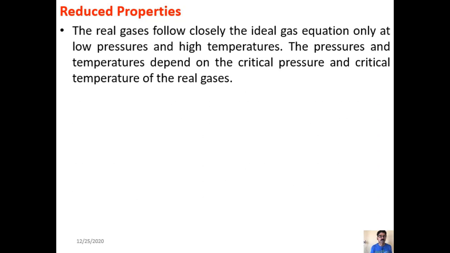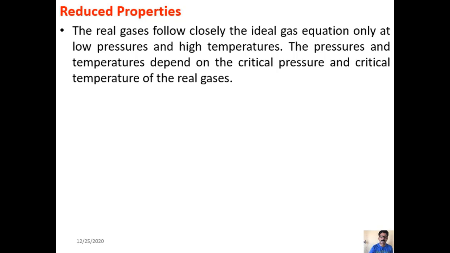Now let us study the reduced properties. The real gases follow closely the ideal gas equation only at low pressure and high temperature. But when I say low pressure and high temperature, what is the basis for that? Here the pressure and temperatures are with respect to the critical pressure and critical temperature of the real gases. So I have to compare the pressure and the temperature with respect to critical pressure and critical temperature. Then I can say whether it is low or high, because a temperature which is low for one substance or gas cannot be a low temperature for the other gas.